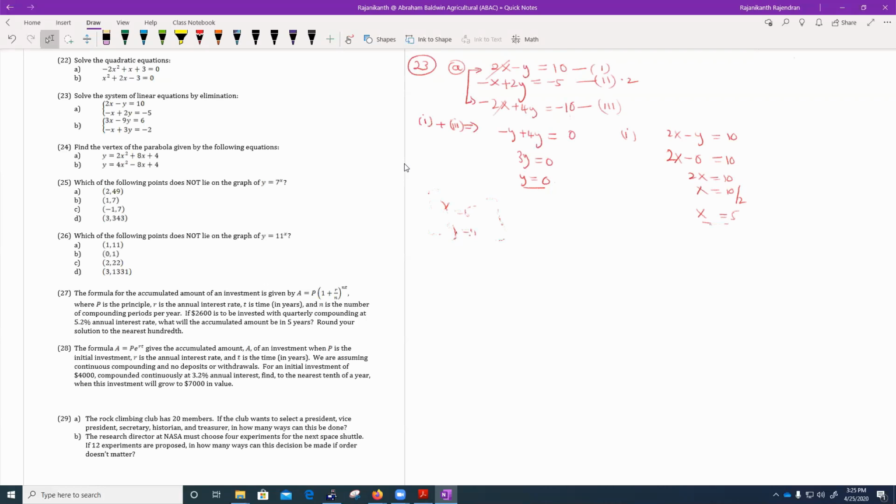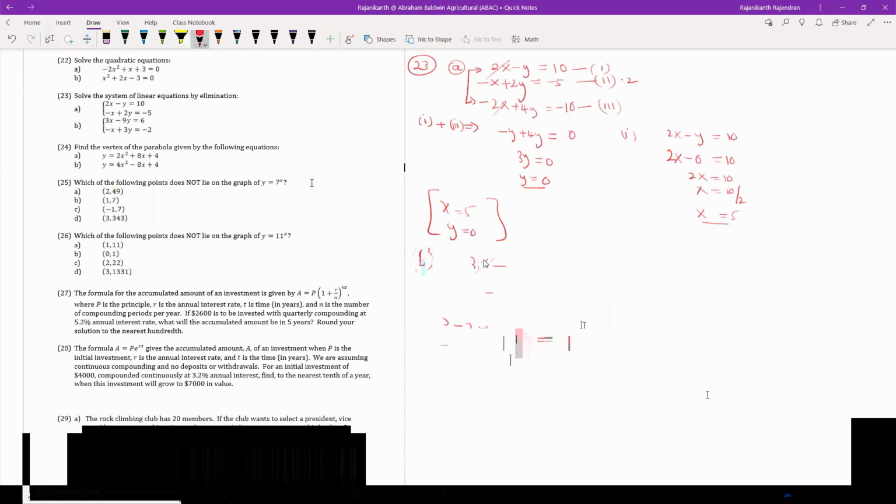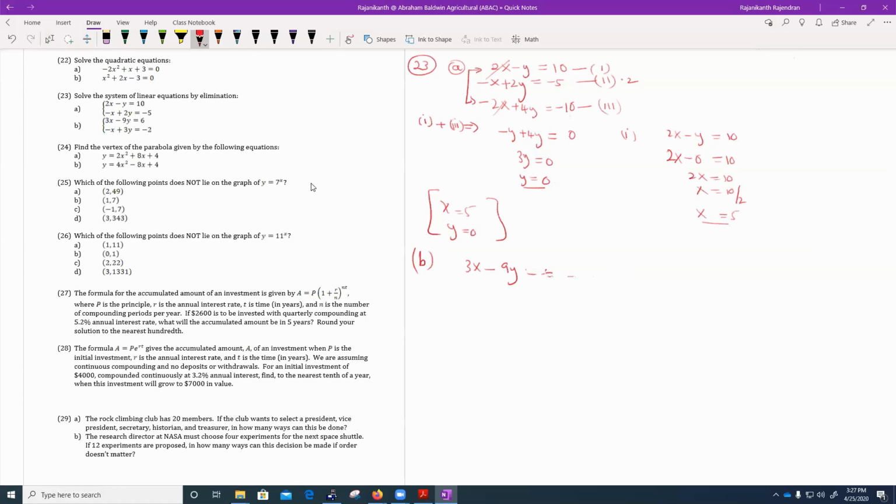Okay. Part B. 3x minus 9y is 6, equation number 1. And negative x plus 3y is negative 2. So if you look at equation number 1, you could simplify it by dividing by 3 everywhere. If you divide by 3, your equation number 1 will be 3 over 3, which is x, right? Then minus 9 over 3 is 3y, equals 6 over 3, which is 2.